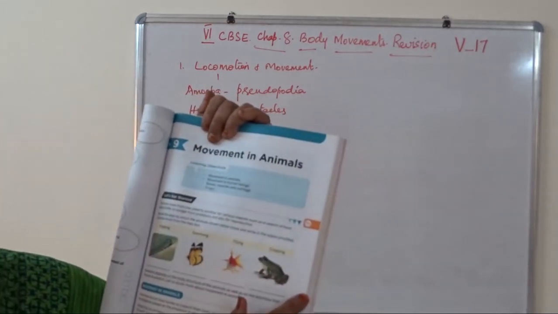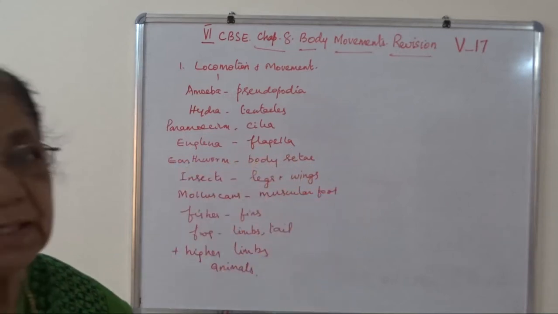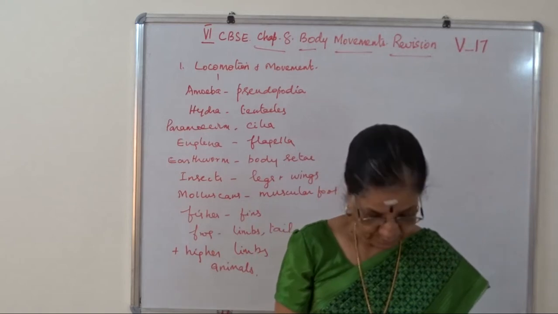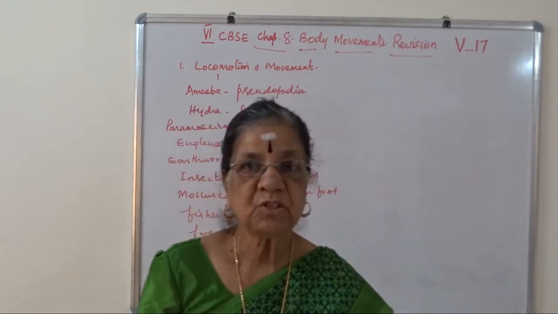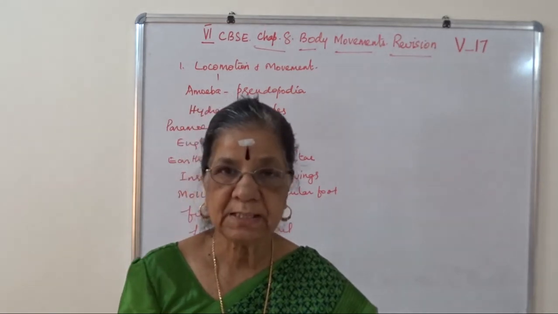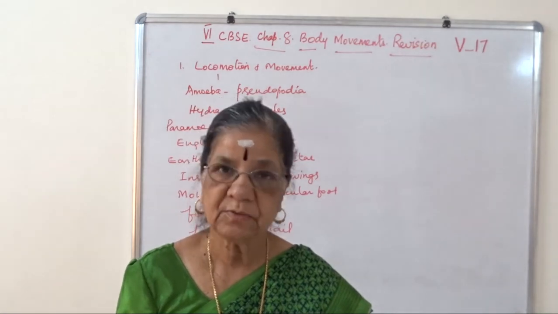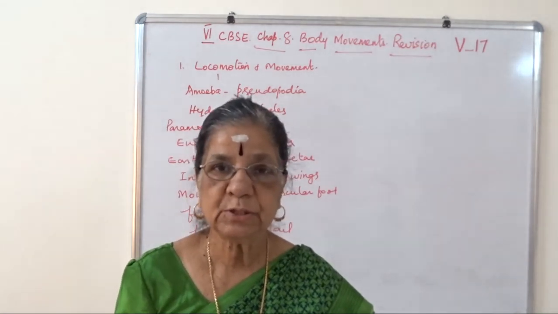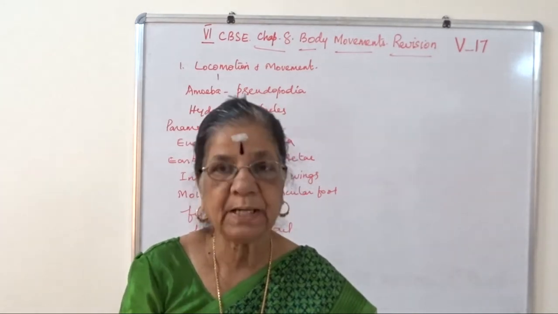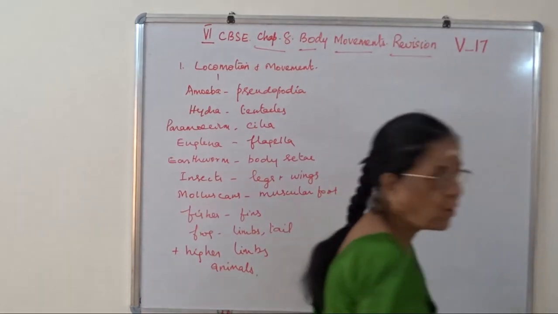This is a match the following. The figure matching, you have to fill up. I hope you understand. Then it is said all animals do not have bones to support their body. Animals are grouped into two categories: animals with a backbone and animals without a backbone. Animals without a backbone are called invertebrates, and animals with a backbone are known as vertebrates. Right?